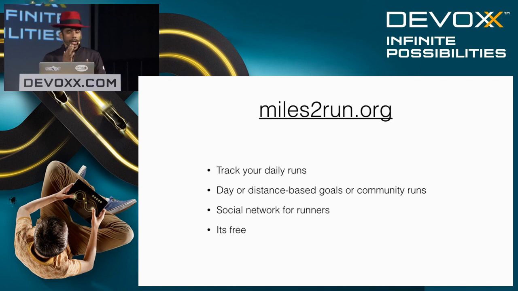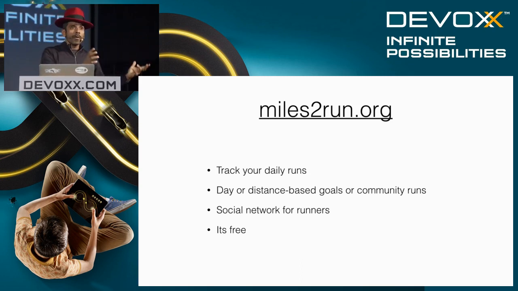All right, my second story is about miles2run.org. I'm a runner. This is my passion. So as part of JavaOne, we organized an activity where we were encouraging all people around the world to run and log their daily runs. So that's what this application was. You can literally go to miles2run.org, and it's a free distance tracker application. It's nothing fancy. There are lots of other fancy applications like Runkeeper and others, but here what you can do is you can track your daily runs, and the feature that we added is you can create a community run.